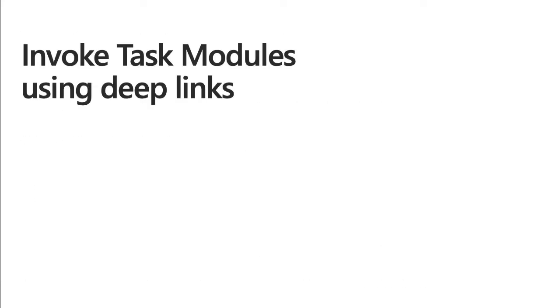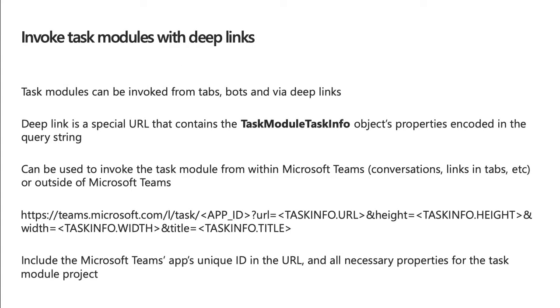Now let's look at how we can invoke task modules using deep links. Task modules can be invoked using buttons and other types of user actions within Microsoft Teams. Another way to invoke a task module is using a deep link. Deep links are URLs that contain specific values that Microsoft Teams uses to invoke the task module.